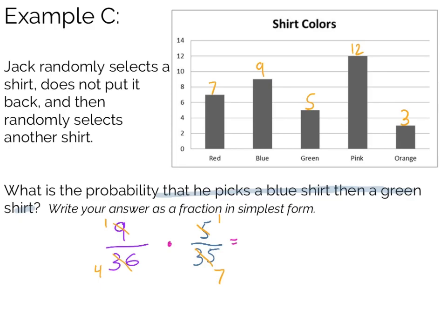And now I've got much easier fractions to multiply. 1 times 1 is 1. And 4 times 7 is going to give me 28. And now I've got a fraction in simplest form. So the probability that he selects a blue shirt and then a green shirt is 1 out of 28.